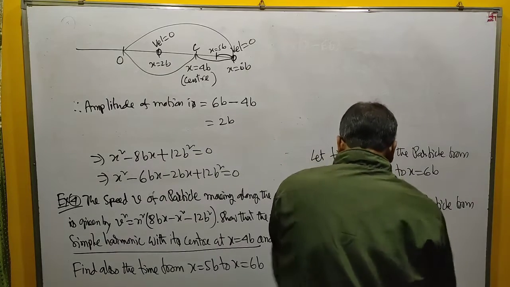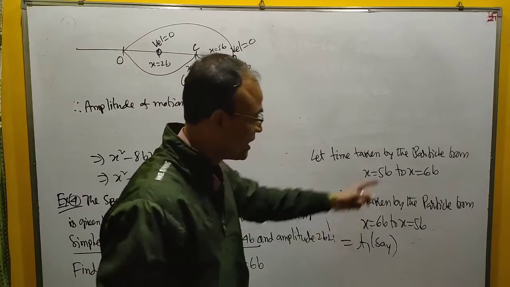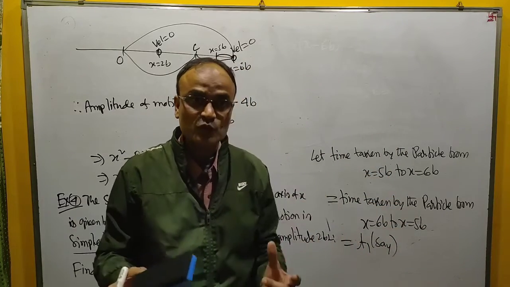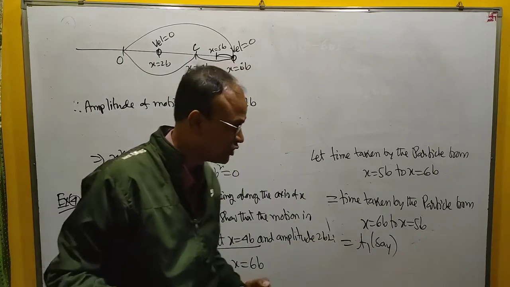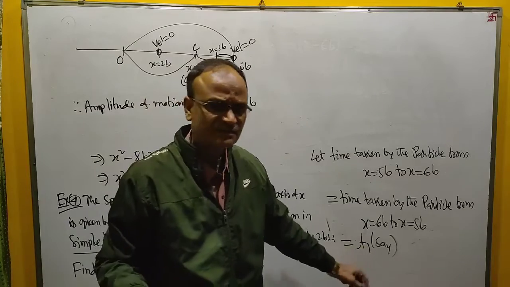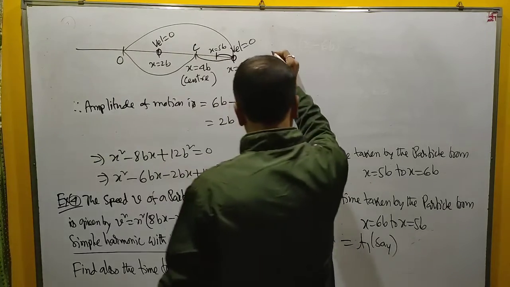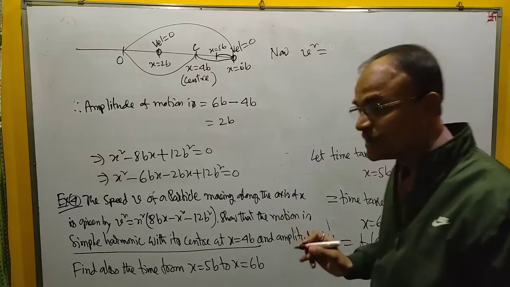Equal to T1. Let the time taken by the particle from x equal to 5b to x equal to 6b be equal to the time taken by the particle from x equal to 6b to x equal to 5b. Suppose it is T1. Now, V square equal to... We have to find the time taken by the particle.